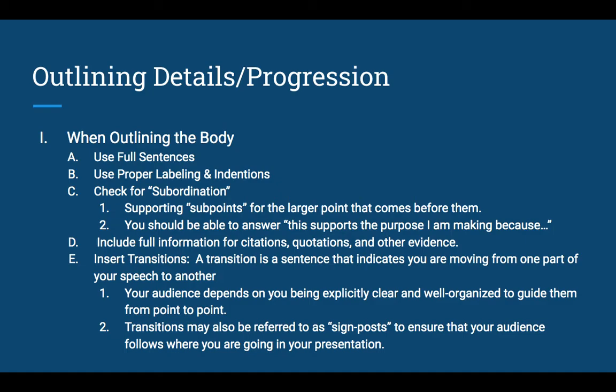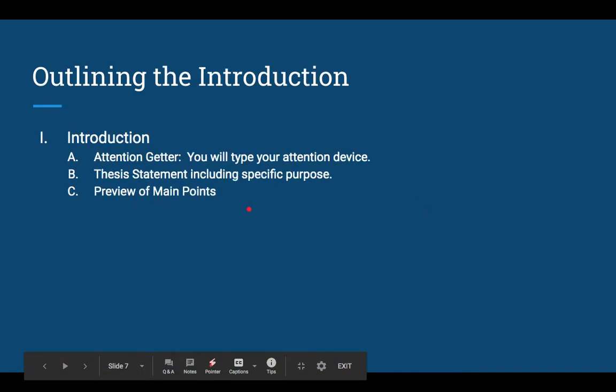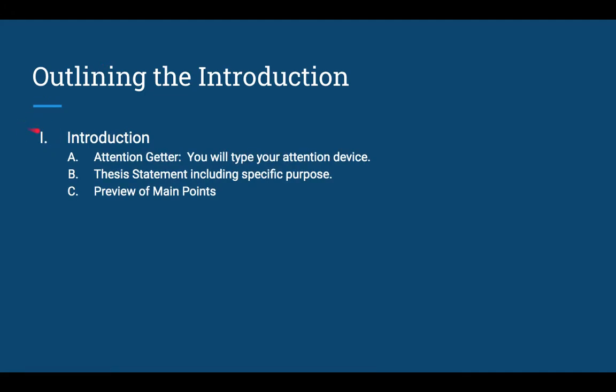So we'll look at exactly what transitions are shortly. But these are the main things you need to keep in mind as you develop your outline. So you're going to outline your introduction. You'll have Roman numeral 1, introduction, and then you'll develop your attention getter, and you'll write that attention device out to the side. You'll have your thesis statement, including your purpose.